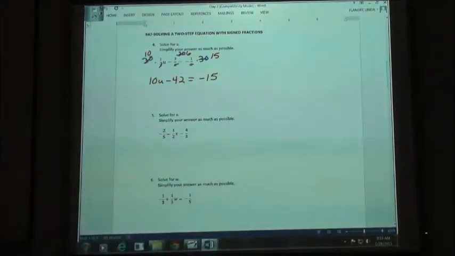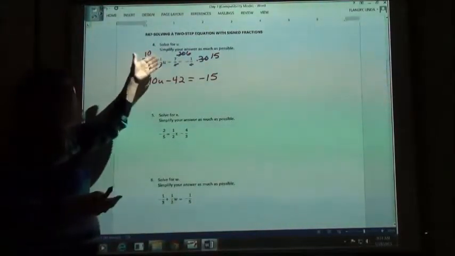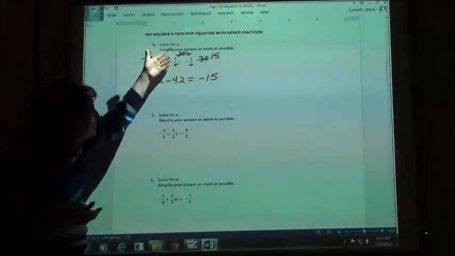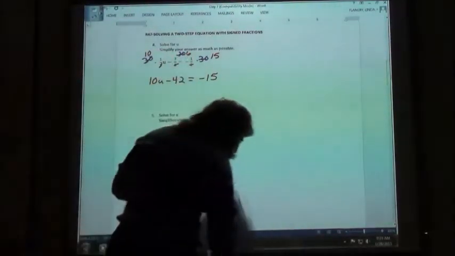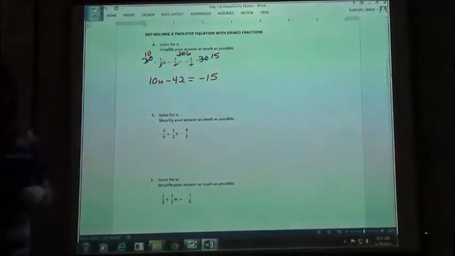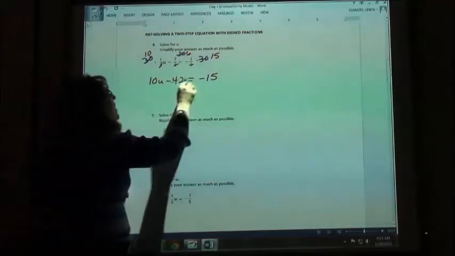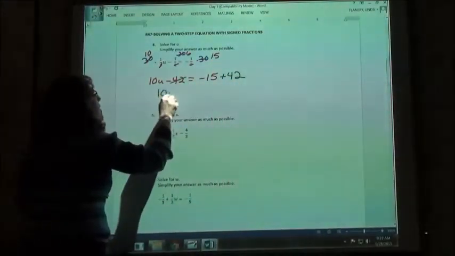Now when you multiply by that common denominator, it should always be a positive number that you're multiplying by, so none of your signs should change when you're doing that step. This one's still positive, this one's still negative, that one's still negative. Now we have an equation that hopefully is easier to solve than all those fractions. I want to get the u by itself. I have to add my 42 to the other side.